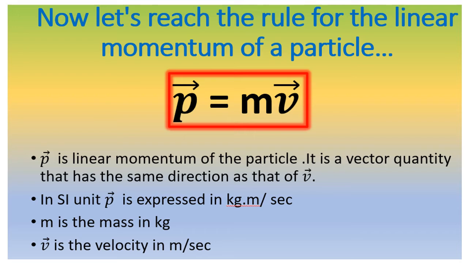In SI unit, P is expressed in kilogram meter per second. Mass is expressed in kilograms and the speed is expressed in meter per second.